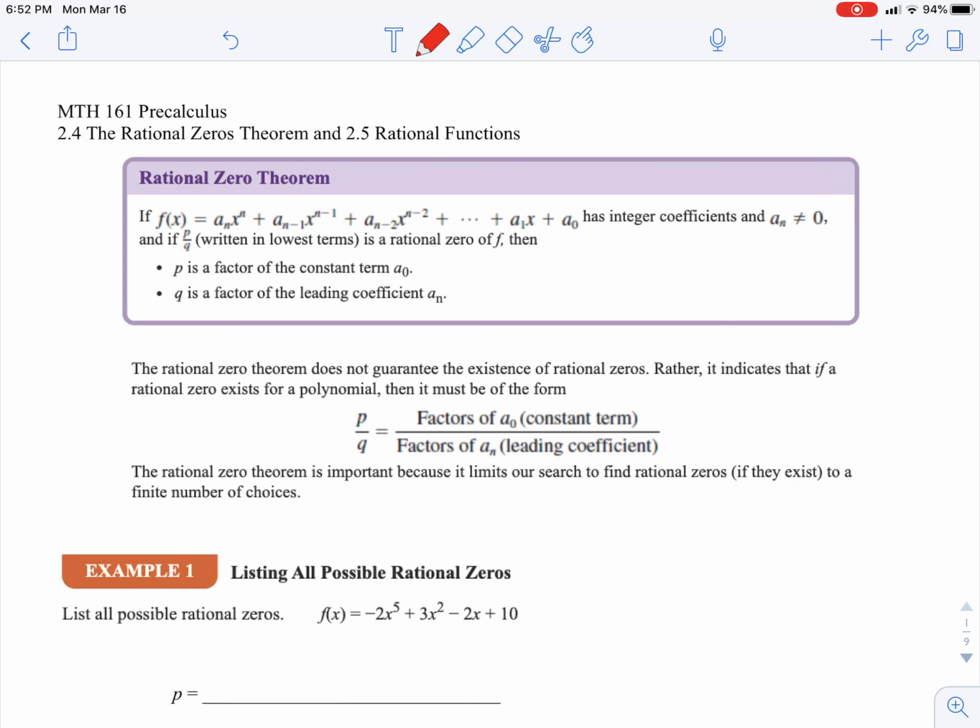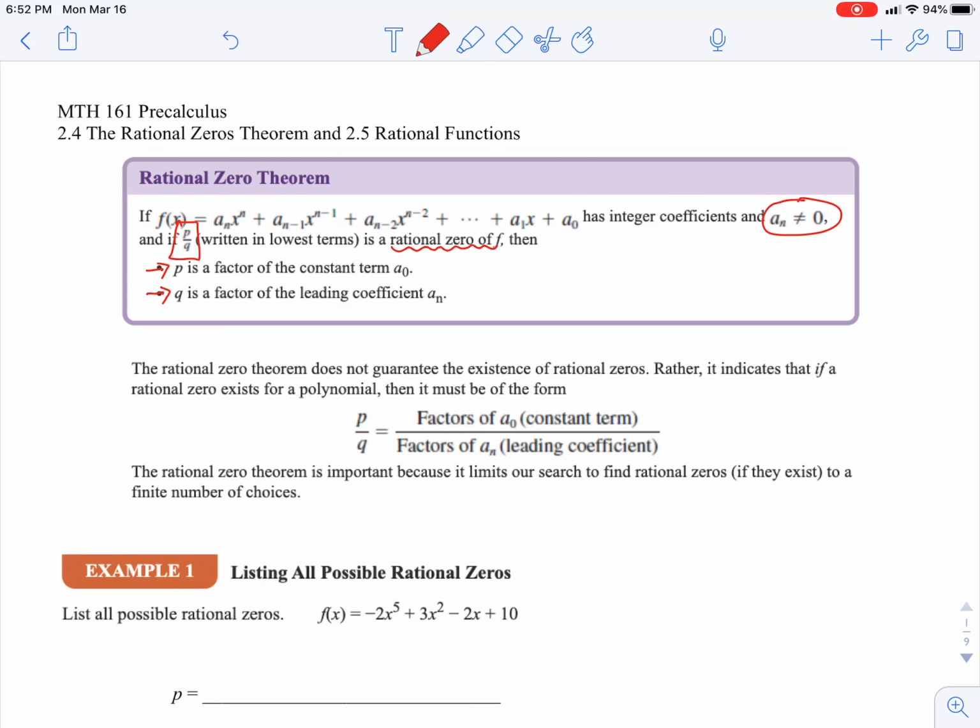Hello, in this video we will go over 2.4, the rational zeros theorem. The rational zeros theorem states that if we have a polynomial f of x, a general polynomial that has integer coefficients and a_n does not equal 0, and if p over q is a rational zero of f, then p is a factor of the constant term a_0, and q is a factor of the leading coefficient a_n.